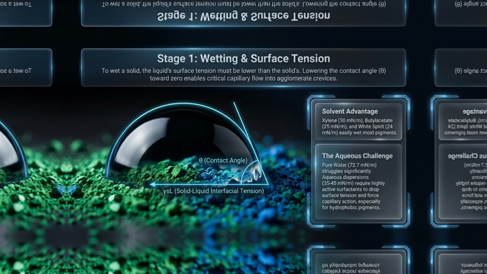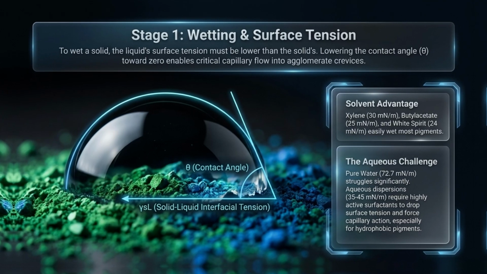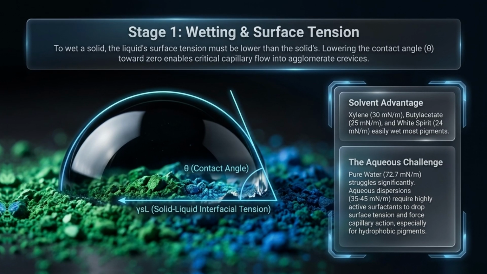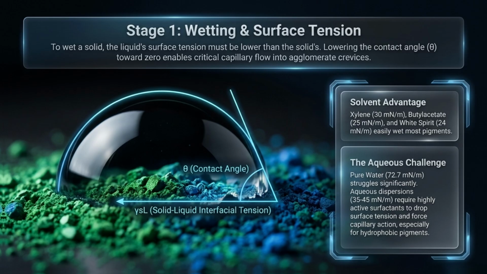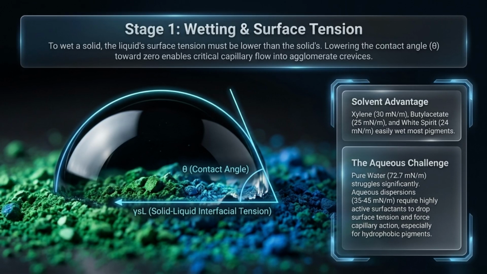Wetting and surface tension. To wet a solid, the liquid surface tension must be lower than that of the solid. Lowering the contact angle towards zero enables critical capillary flow into agglomerate crevices. Solvent systems like xylene, butyl acetate, and white spirit easily wet most pigments due to their low surface tension.